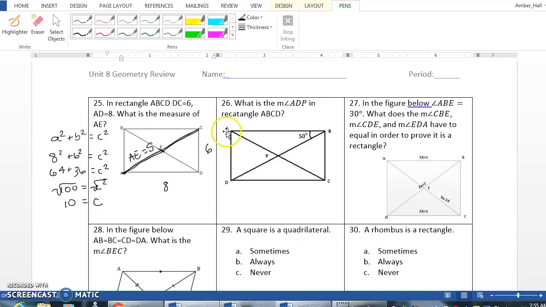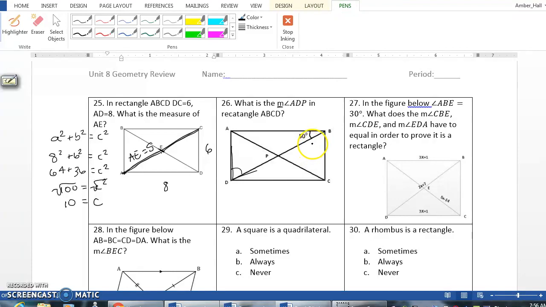So this is the Unit 8 review part 2. We're going to continue on at question 26. What is the measure of angle ADP? ADP, which is right here in rectangle ABCD.